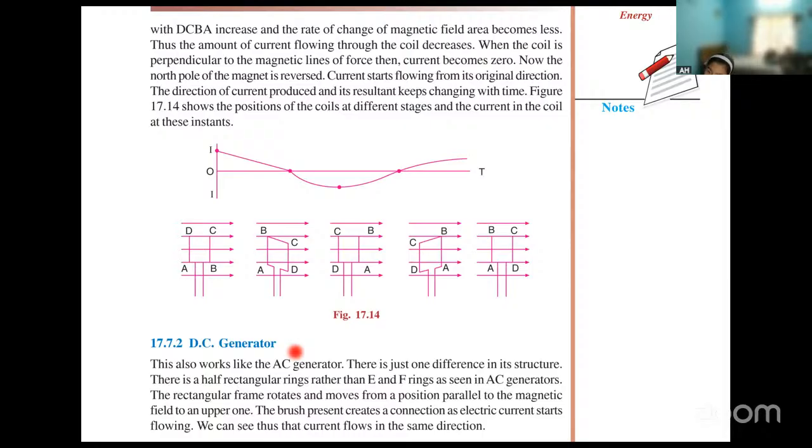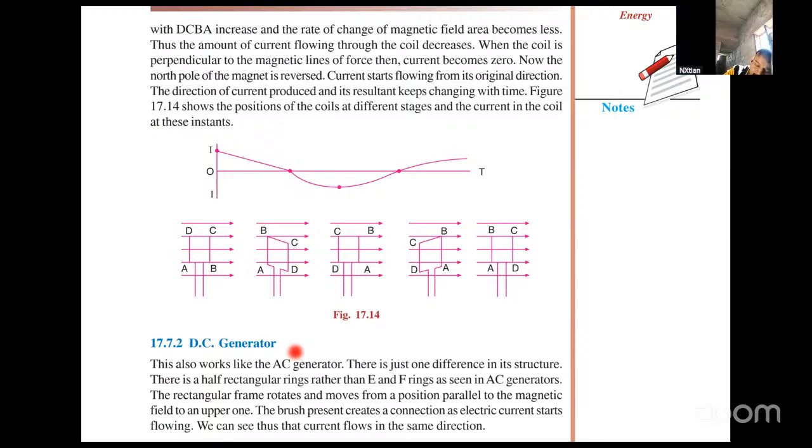With DCBA increase, the rate of change of magnetic field area becomes less, thus the amount of current flowing through the coil decreases. When the coil is perpendicular to the magnetic lines of force, then current becomes zero. Now the north pole of the magnet is reversed. Current starts flowing from its original direction. The direction of current produced and its resultant keeps changing with time. Figure 17.14 shows the position of the coils at different stages and the current in the coil at these instants.